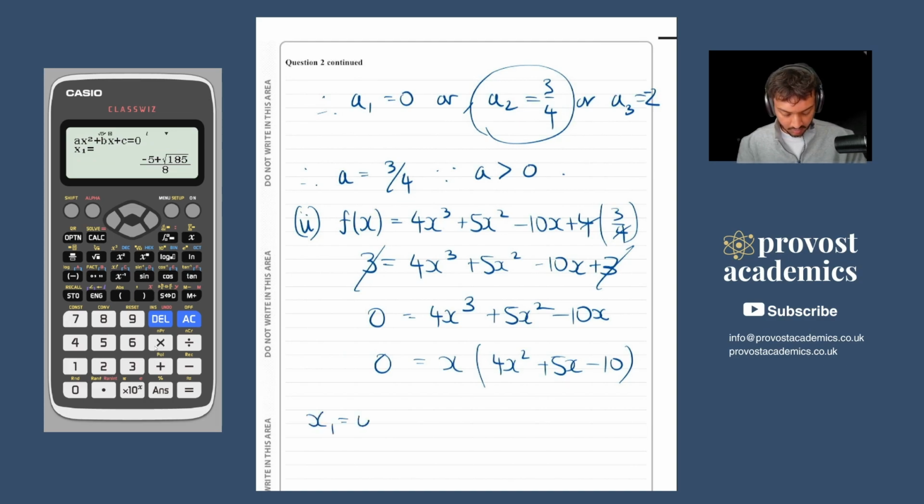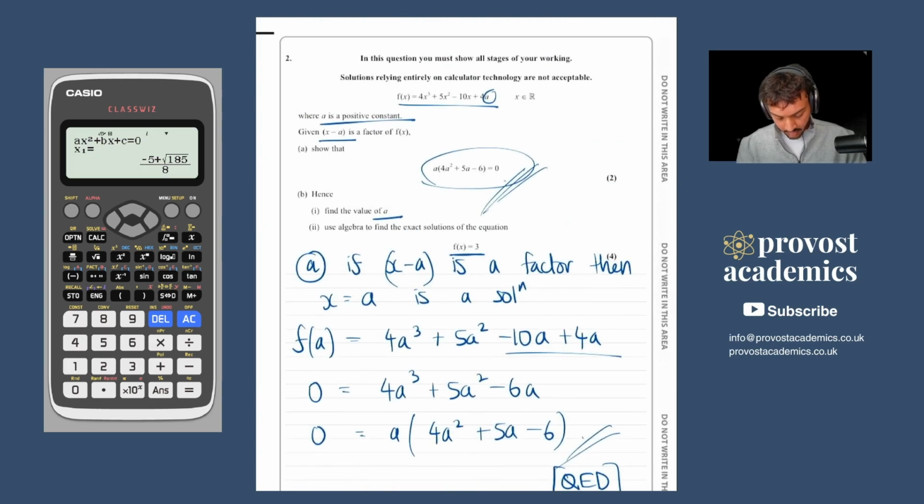So x1 is equal to 0. x2 is equal to minus 5 plus root 185 over 8. Actually, I'm just going to say x2,3, and I'm going to just stick a plus and minus in there. Cool. Is that all they wanted? Okay, that's all they wanted. They wanted the exact solution. So actually, yeah, if we're getting something funky, it's probably right.